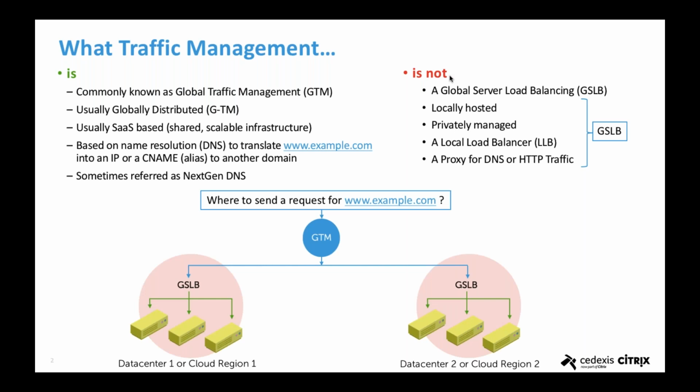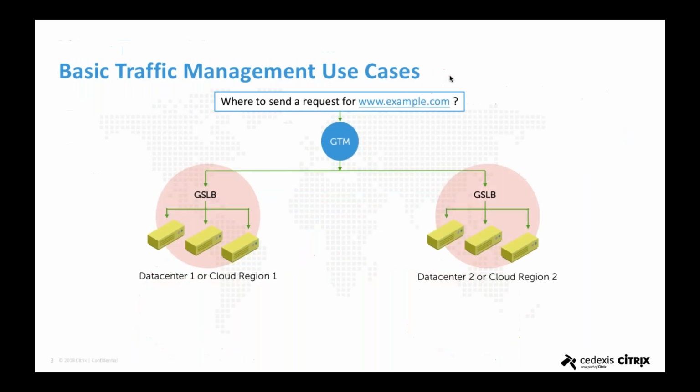So if we take this example, www.example.com, and we want to send that to the right server, first we're going to ask the GTM where is the best data center, the best cloud region that I need to send the traffic to. And then the local GSLB will do the local load balancing based on the local KPIs to select the best server inside this data center or inside this cloud region. So the two are very complementary, working together.